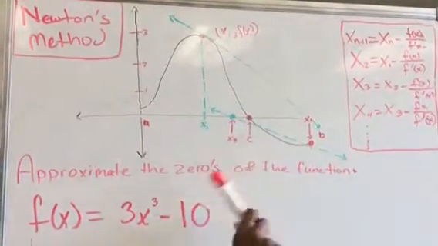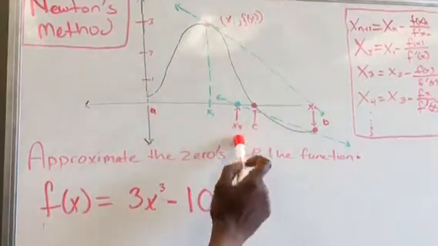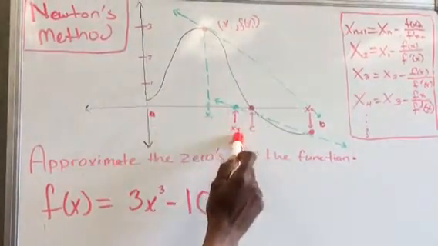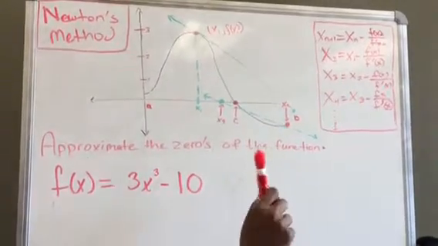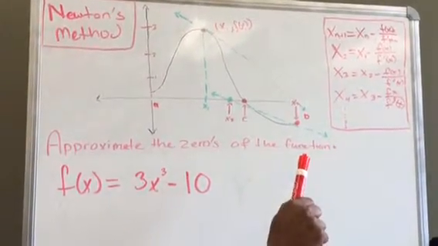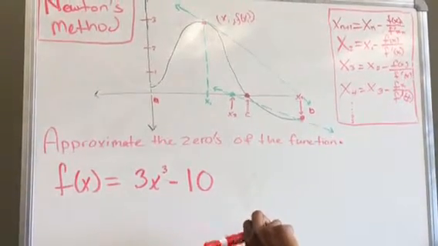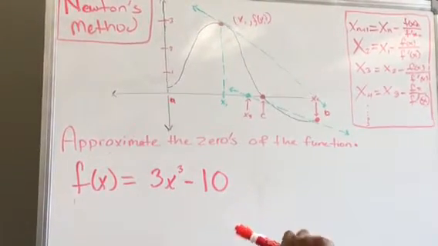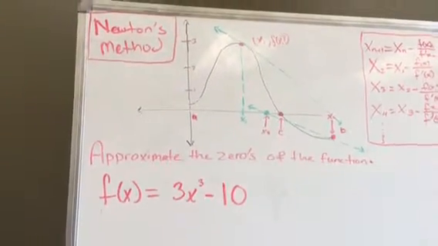The next thing you want to do is find x sub 3, and this is going to be your closest approximation to c. So you would take the answer of x sub 2 and plug it into your formula, subtracting the function divided by the derivative of the function from x sub 2.